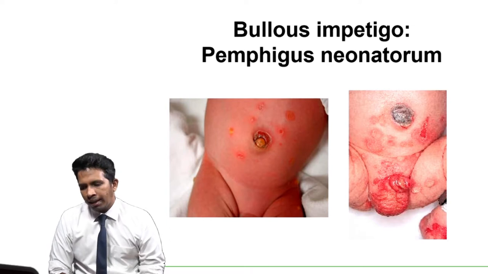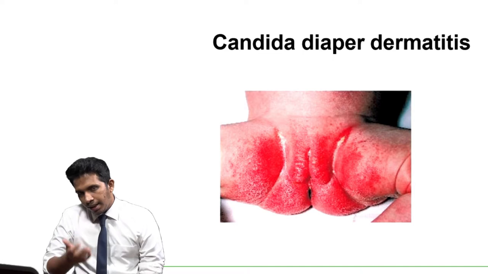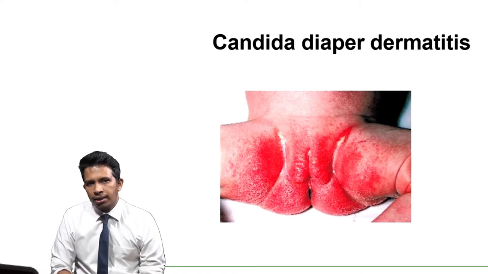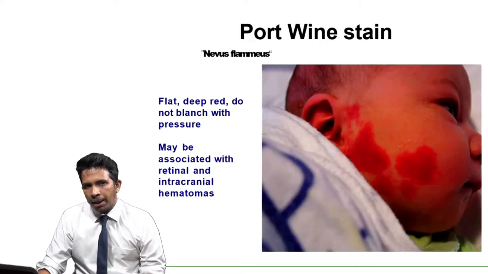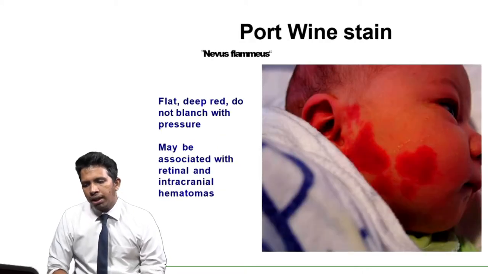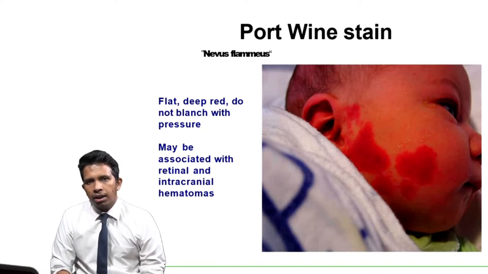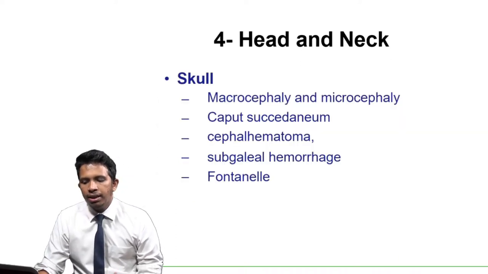Bullous impetigo is a bacterial infection and it is seen around the skin of the genitalia, the umbilicus and the abdomen. Then the candida diaper dermatitis, which is seen when the child is wearing diapers, and this could be a reaction to the diapers or an infection in that area, and it's characterized by redness of the area covered by the diaper. Port wine stains such as nevus flammus, which is the example here, are seen in children who have a condition known as neurocutaneous syndromes, where there is something wrong in the brain, as well as manifestations that are visible on the skin.